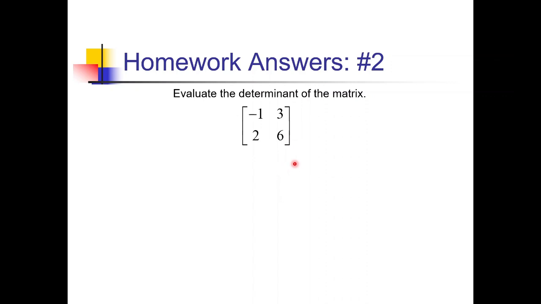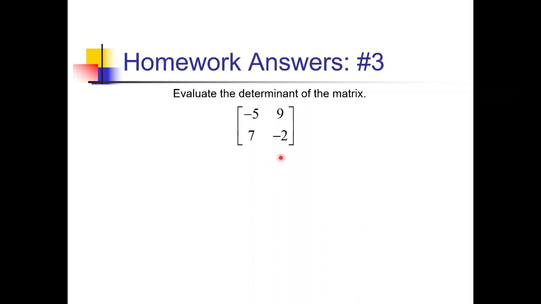To find the determinant of this matrix, we have to do top down minus bottom up for multiplication. So we've got negative 1 times 6, and then going the other way, we've got minus 2 times 3. This is negative 6 minus 6, or negative 12.